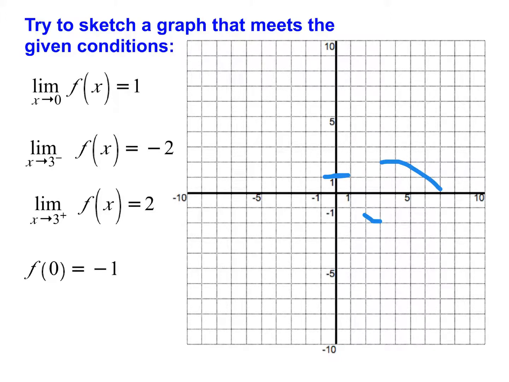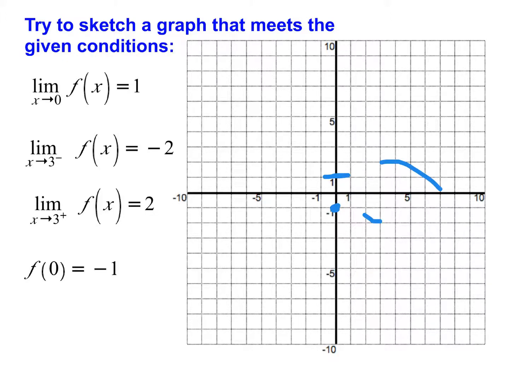And then the last thing is that at f of 0, we need to have a y value of negative 1. So there needs to be a point there. It needs to be going through there, which could be potentially problematic if we don't deal with it right. Now those are all the things I know at the start. So now I need to figure out how do I connect them up and make them look somewhat reasonable.